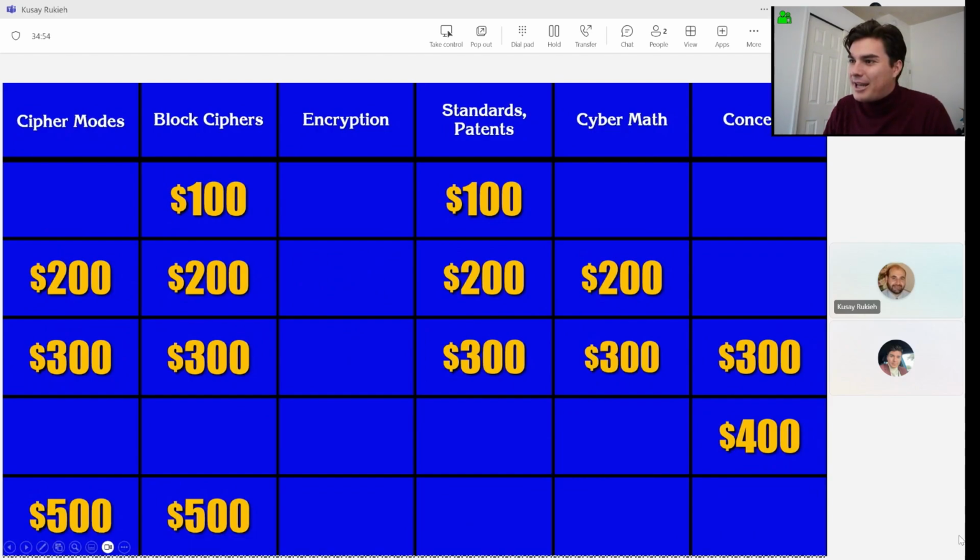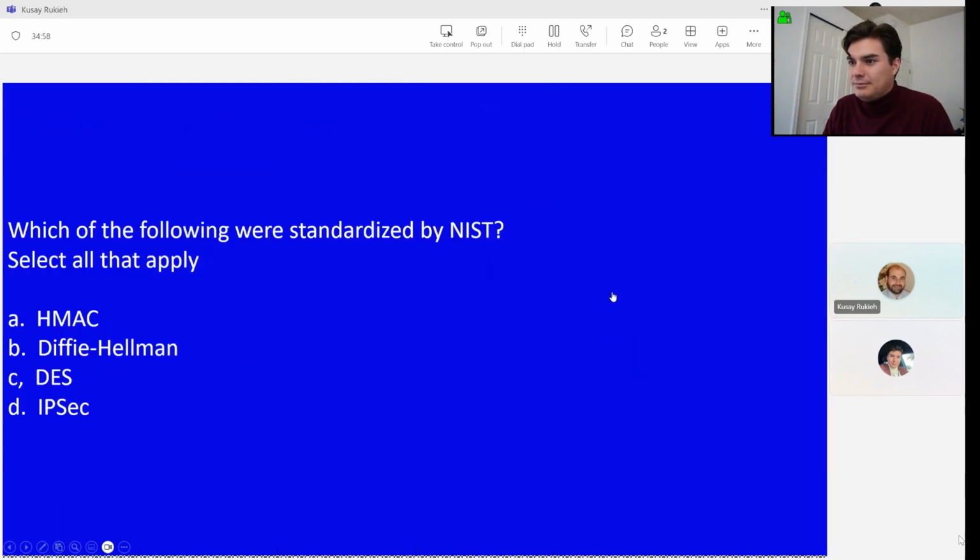Let's go with standards and patents for $100. Which of the following were standardized by NIST? Again, I'm looking at the historical data, the historical evolution of technology, encryption. I'm going to go with A, B, and D. D, IPsec and Diffie-Hellman. Yeah.